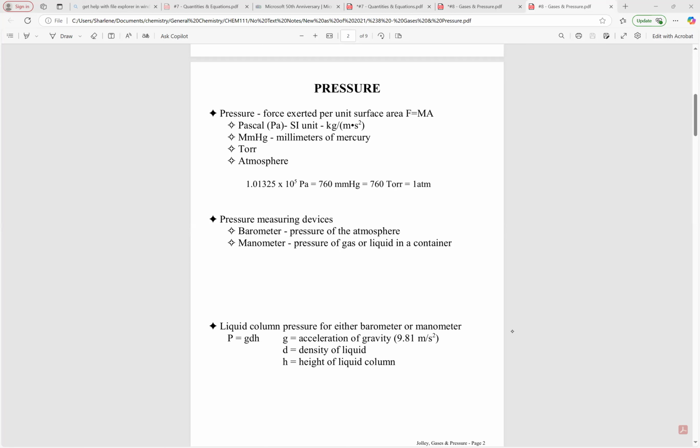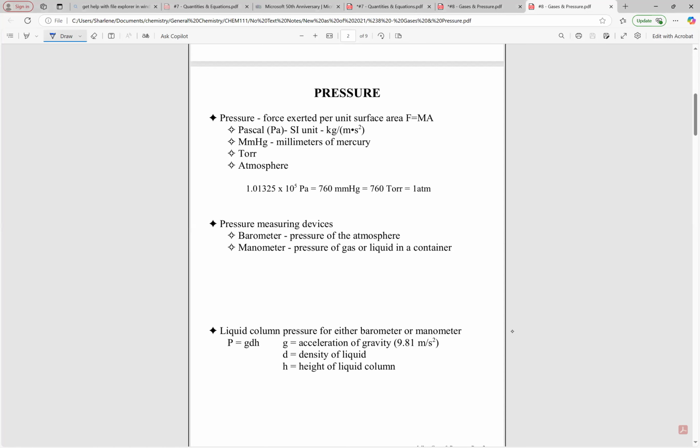All right, so the problem we had was 770, I think, divided by 760. Oh no, it was 773. So 773 millimeters divided by 760, and to sig figs, 1.02. Yeah, that's what I thought. There's nothing special about that. It's just going back and forth between units.